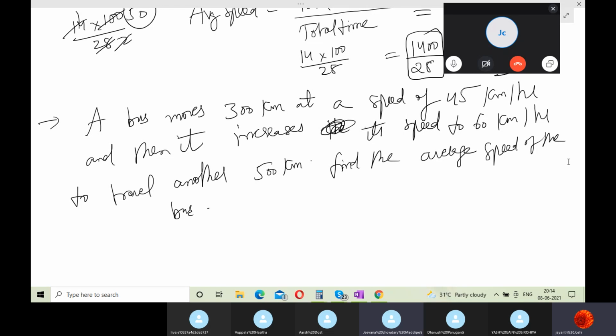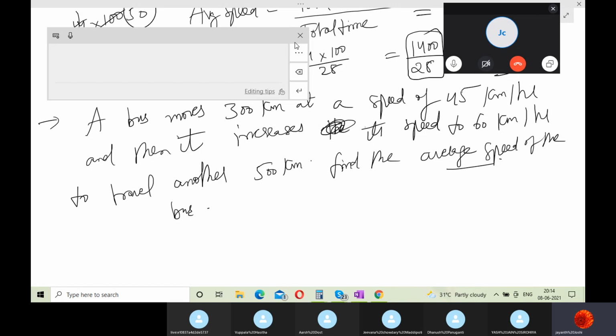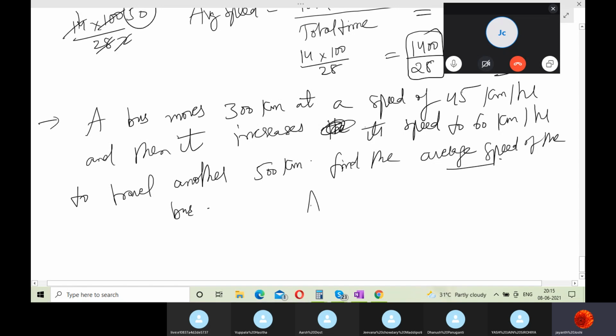53.34. 53 point... 34. Yes, very good. See, the formula for average speed is the same. There's no problem. Okay. What is the formula for average speed? Average speed is equal to total distance by total time. But the problem here is you have the total distance, that is 300 plus 500, 800. The issue is we don't have total time.